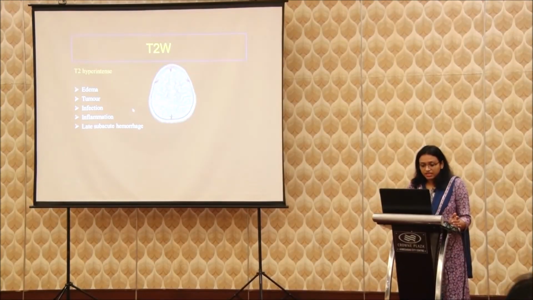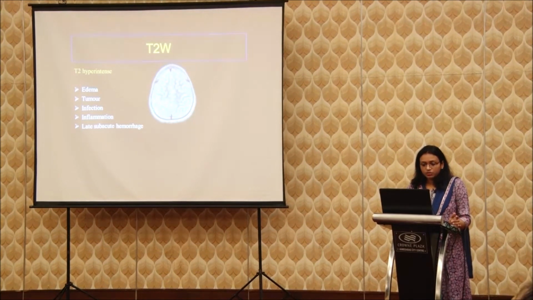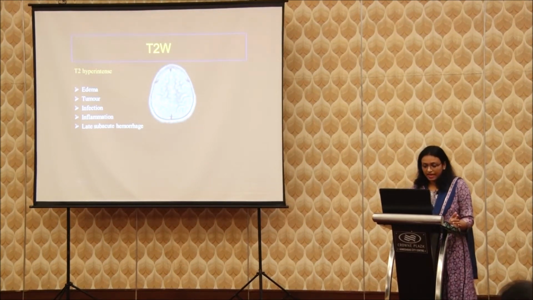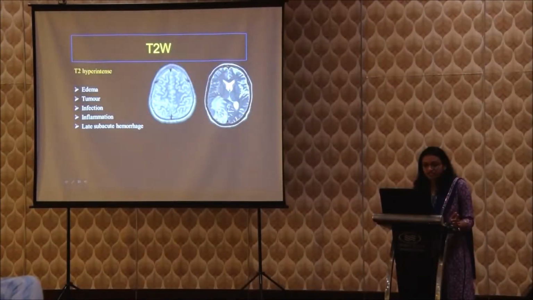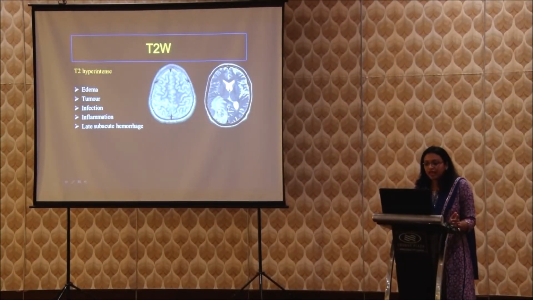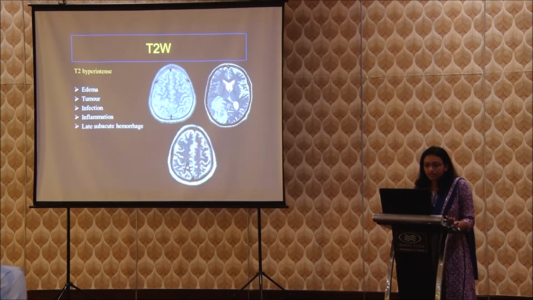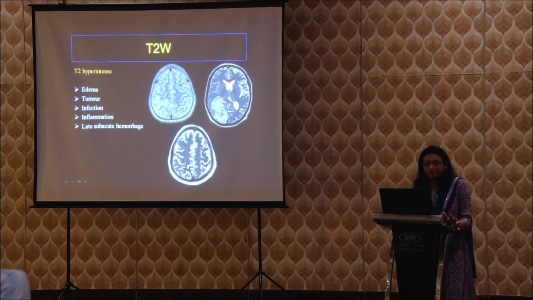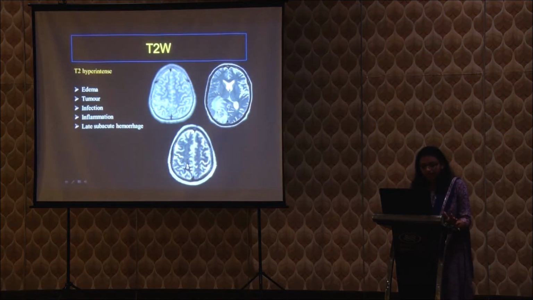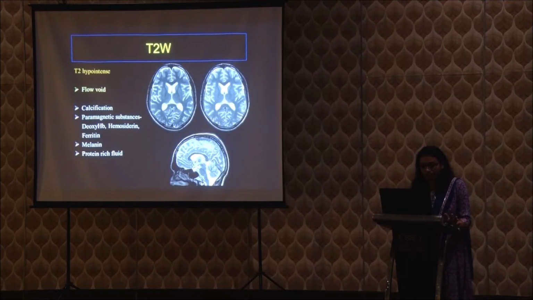So this first case is a case of granuloma and there was surrounding edema which appears hyperintense on T2. This is a case of metastasis where the lesion itself is heterogeneous and surrounding edema is hyperintense. So that is how we suspect that there is some abnormality going on there. And this was a case of late subacute hemorrhage where centrally the hemorrhage is hyperintense and surrounding there is a rim of hemosiderin deposition.